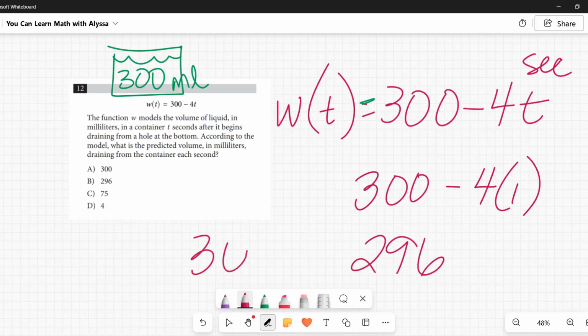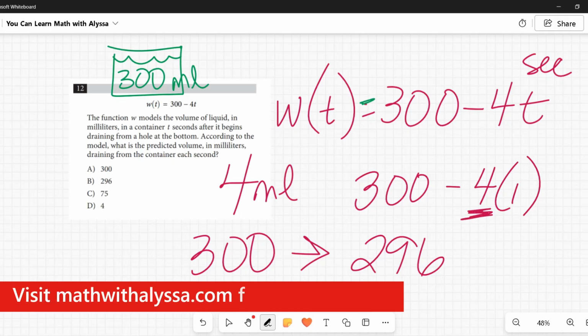So it started with 300. Then in 1 second, it went down to 296. How many milliliters drained out? 4 milliliters drained out. It went down by 4. So this number right here, this 4, is representing how many milliliters are draining out every second. Because if we put a 2 there, it'd be 2 times 4, 2 seconds passed.